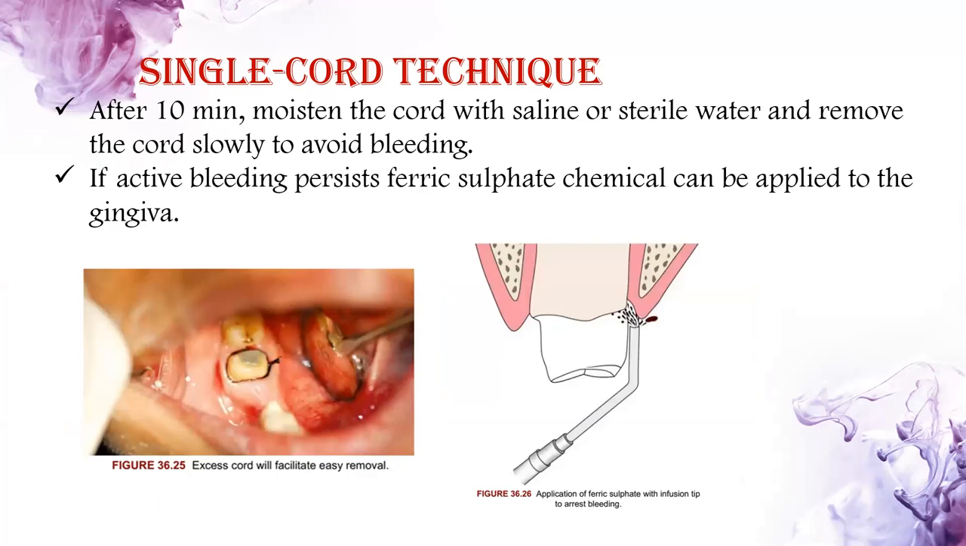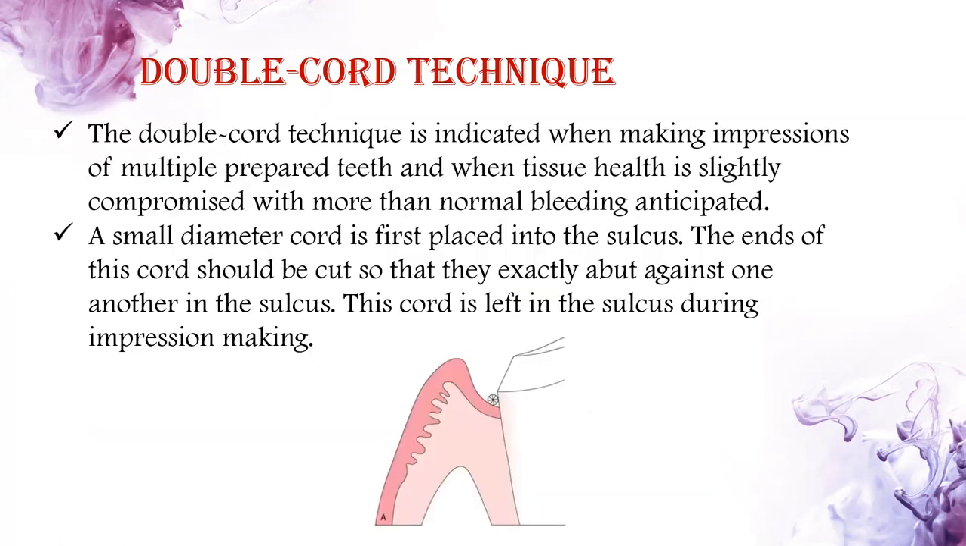Single cord technique. After 10 minutes, moisten the cord with saline and sterile water and remove the cord slowly to avoid bleeding. If active bleeding persists, ferric sulfate chemical can also be applied to the gingiva. Double cord technique. The double cord technique is indicated when making an impression of multiple prepared teeth and when tissue health is slightly compromised with more than normal bleeding anticipated.